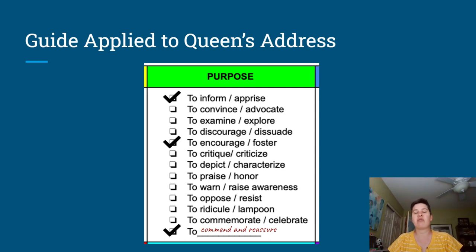And she's also being reassuring to her subjects. She's letting them know that this is a difficult time, but if we all continue to do what we need to do in our own lives, we will be able to support each other.